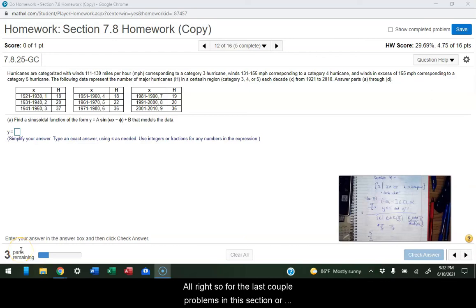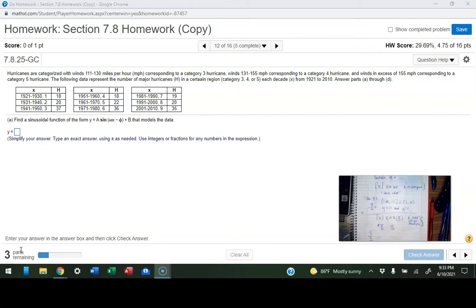All right, so for the last few problems in this section, we're going to do what's called sinusoidal curve fitting. We're going to do it by hand, and then we're going to use our calculator to do it as well. So the first thing that we're going to do is I'm going to show you this data on the screen, and we're going to talk about it for a second.